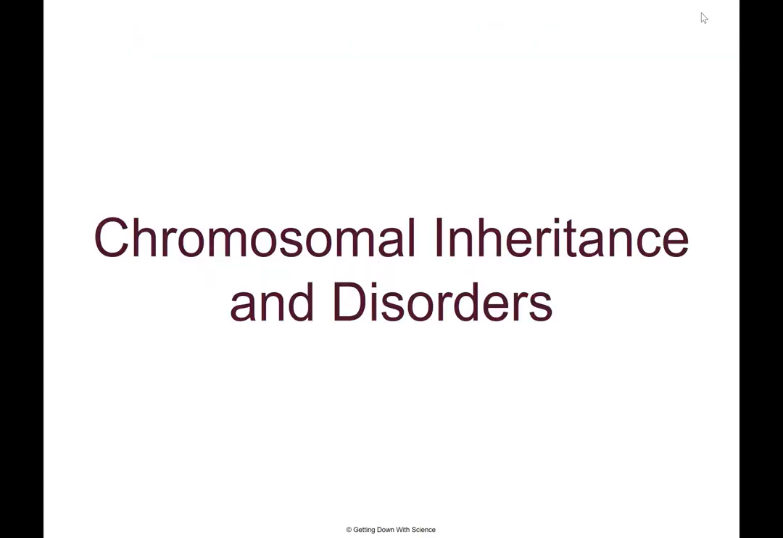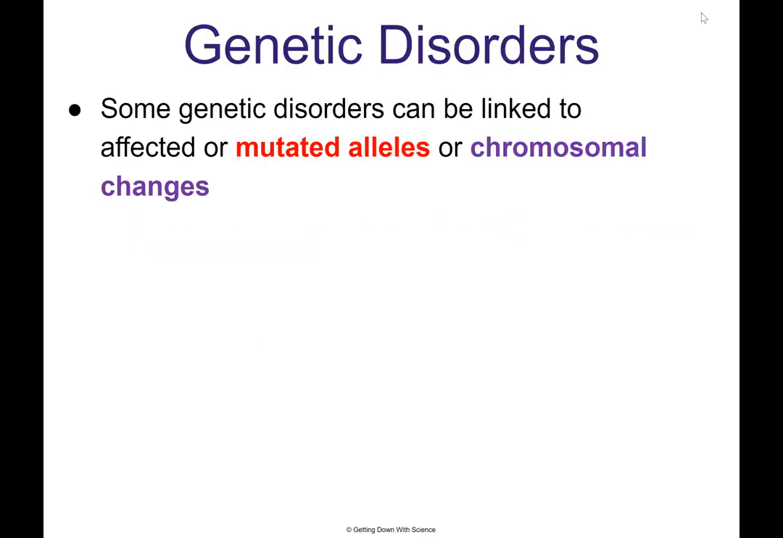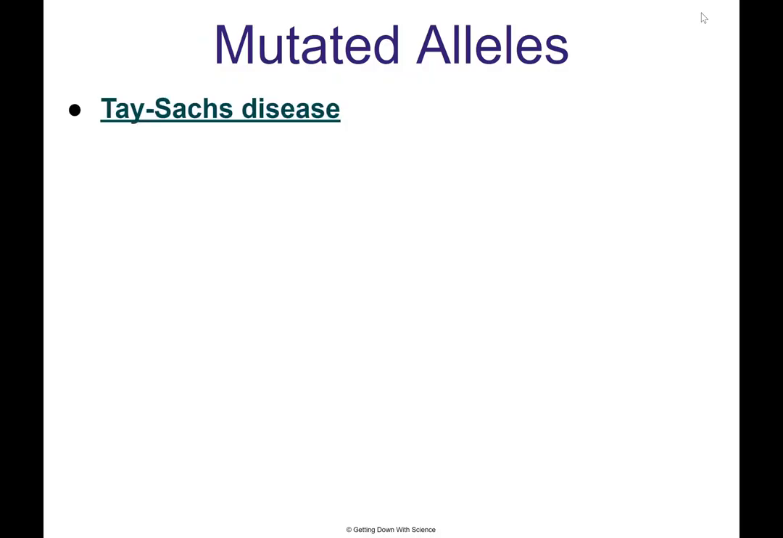Chromosomal inheritance and disorders. So not only can we have mutations on alleles, but we can also have mutations on entire chromosomes. You can have extra chromosomes, you can be missing chromosomes, you can be missing parts of chromosomes, you can have parts of chromosomes that are longer than they should be. All of these different changes can cause, and typically do cause, a lot of disorder.